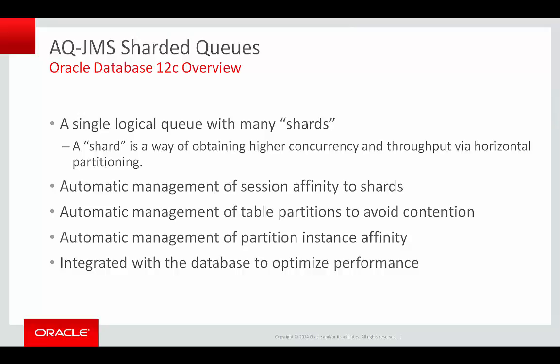We do this in a couple ways. One way is we make sure that there's partition instance affinity. So for example, if enqueues are happening to a shard in one instance, we make sure that the same table partition is not updated simultaneously by another instance. So there's no block pinging going on within the partitions that implement the shards. This avoids a lot of contention at the block level and can lead to much better performance.